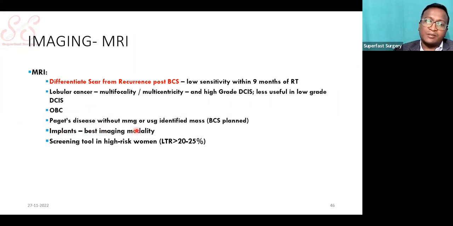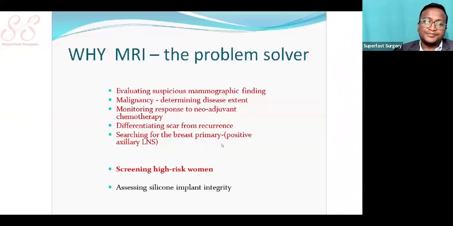When we have Paget's disease without mammography or ultrasonography identified mass, and when we are planning BCS, that means wide local excision, then we need to do MRI. And for implants, MRI will be the best imaging modality, and also for screening in high risk women, as we discussed, when the lifetime risk is more than 20 to 25%. So same thing, that is evaluating the suspicious mammographic finding, knowing the extent of malignancy, monitoring of response to neoadjuvant chemotherapy, differentiating scar from recurrence, and also to search for malignancy in the breast parenchyma like in occult breast cancer.